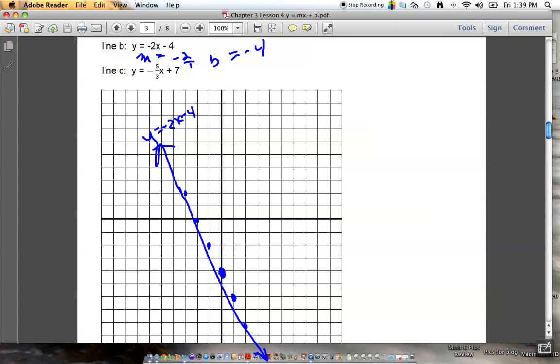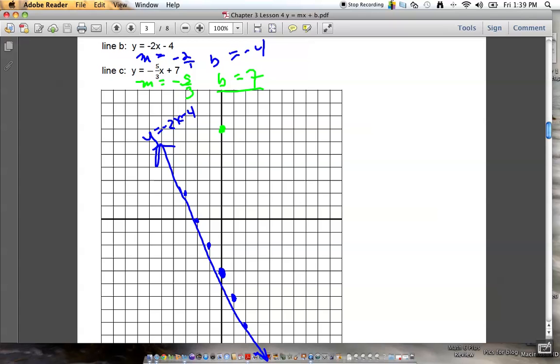Y equals negative 5/3 x plus 7. What's the slope? Negative 5/3, good. What's the y-intercept? 7, excellent. So where do I begin? I begin at 7. Because that's what the y-intercept is. 1, 2, 3, 4, 5, 6, 7.